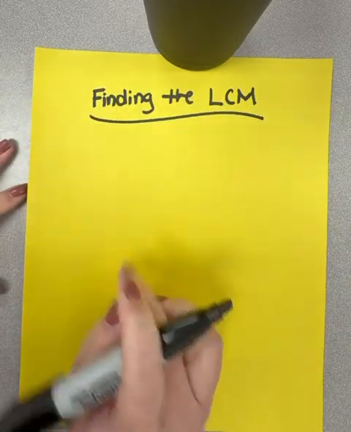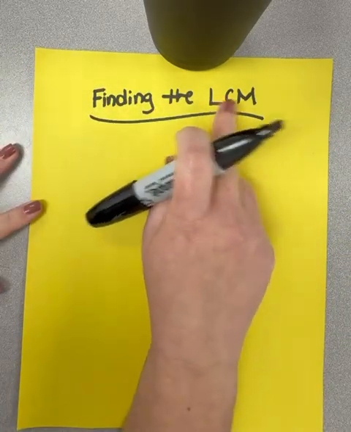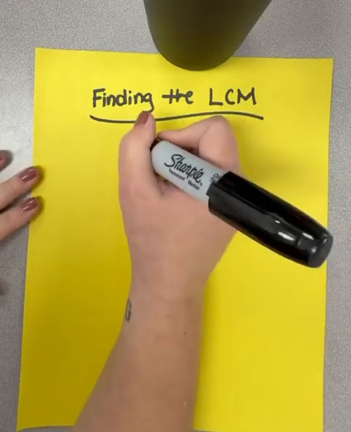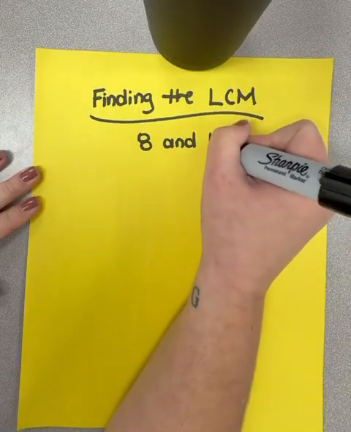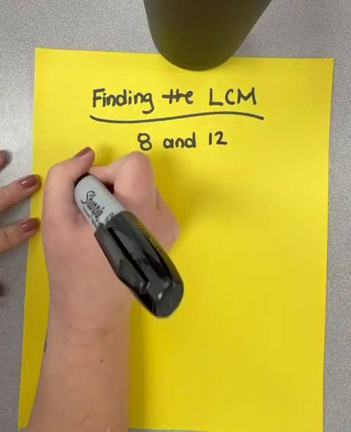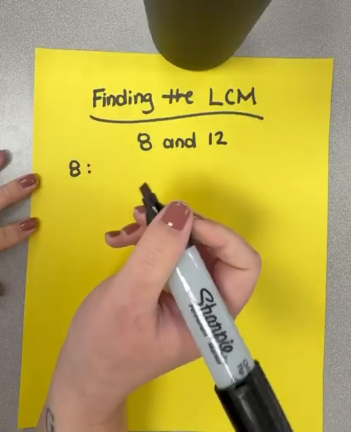All right, so we're going to be finding the least common multiple, which is the LCM. I'm going to do an example with 8 and 12. Now the old school way would be writing them down, just the first few.